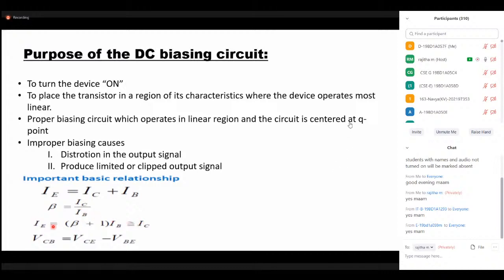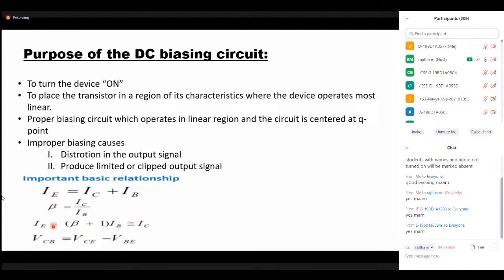Hence, the amount of base current is very small, since the base width is very narrow compared to the remaining two regions. As we are in the active region, we provide a reverse bias at the output junction and a forward bias at the input junction. If I provide a reverse bias at the output junction, the depletion layer width is more.